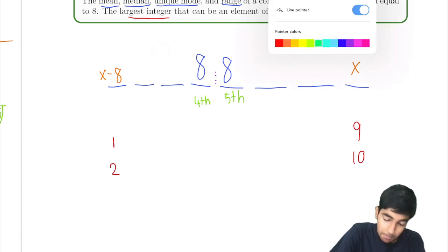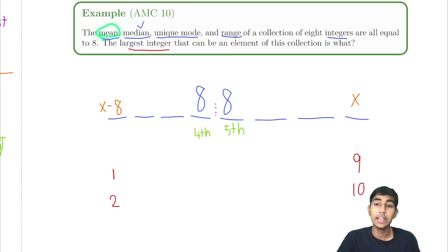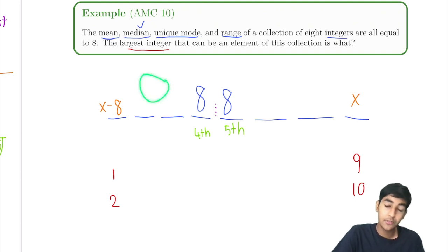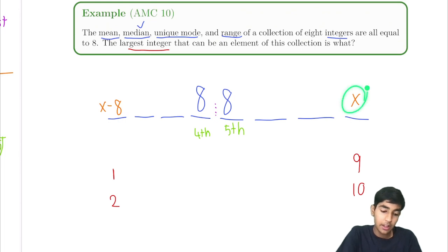Why? Because then the mean is another constraint, right? The average is 8. So if we make these numbers and these numbers really big, then the largest number and the smallest number will not be able to be as big, if that makes sense.